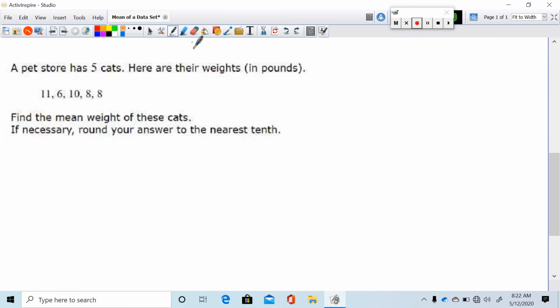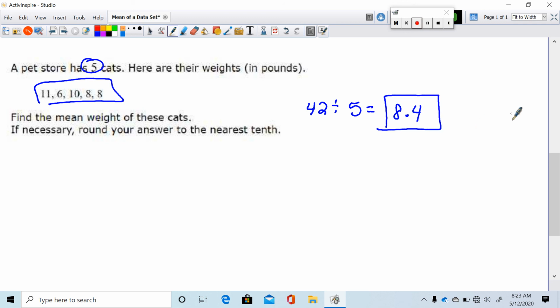A pet store has 5 cats. Here are their weights in pounds. Find the mean of the weight of the cats. So add these numbers up. When you add those numbers up, you get 42, divided by how many numbers are on the list. 42 divided by 5 is 8.4. So that's the nearest tenth already. It's perfect. So we don't have to round that one.